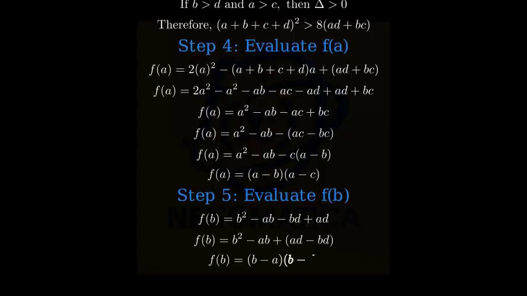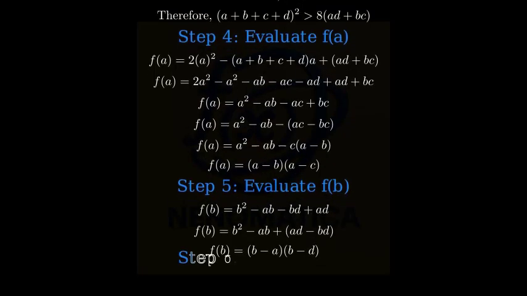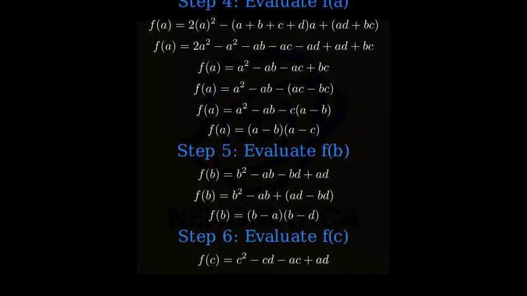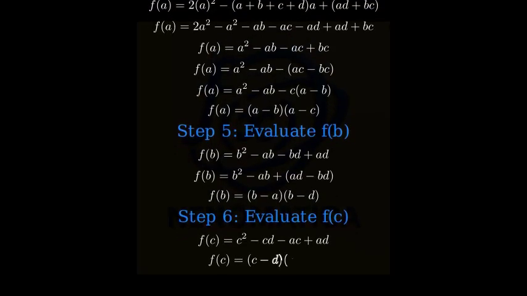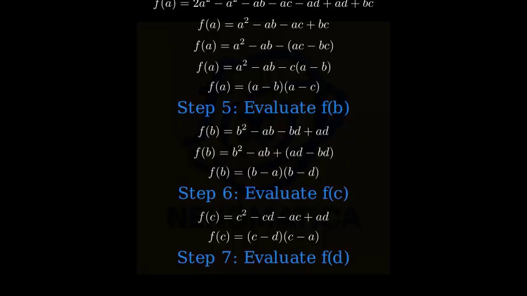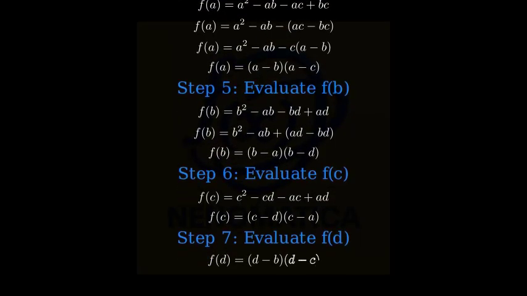Factoring further, we get f of b equals (b minus a)(b minus d). Continuing in the same manner, let's evaluate the function at x equals c. After simplification, we find that f of c equals c squared minus cd minus ac plus ad. This simplifies to f of c equals (c minus d)(c minus a). Finally, let's evaluate the function at x equals d. After simplification and factorization, we find that f of d equals (d minus b)(d minus c).